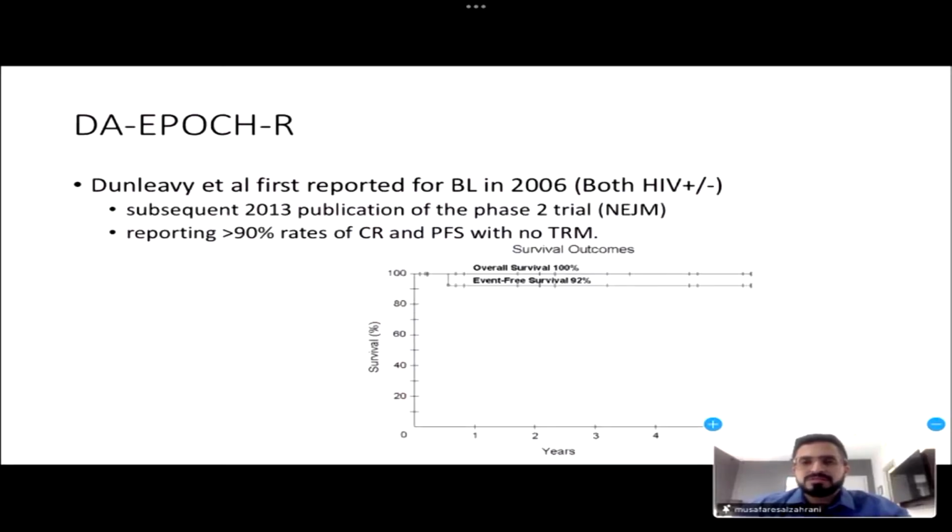This has led to the development of less toxic regimens, like dose-adjusted EPOCH-R. Dunleavy presented in 2006 a report for Burkitt lymphoma, both HIV positive and negative. This was subsequently published in another phase 2 trial in 2013 in the New England Journal of Medicine, reporting excellent outcomes, as you can see in the graph, with more than 90% CR and progression-free survival. And there was no treatment-related mortality, which is important.